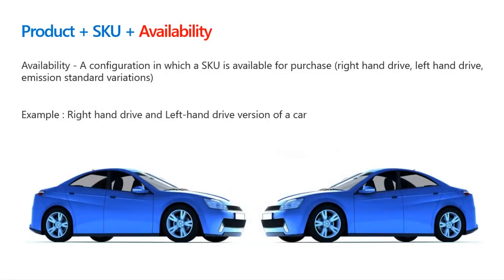Whereas the last part, availability, is a configuration in which a SKU is available for purchase. For example, the same version of a car will be available with right-hand drive in the UK, but left-hand drive in the US. These variations are included in the product to make it suitable for a particular market. The same thing applies for modern offers. Certain changes are made to the product before making it available in a particular market, and those are included in the availability. Your company's location determines your market. Your market includes the region and countries where you can sell Cloud Solution Provider program offers.